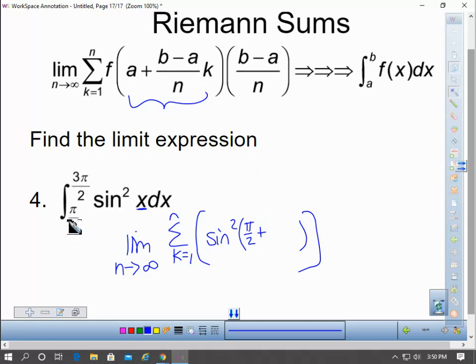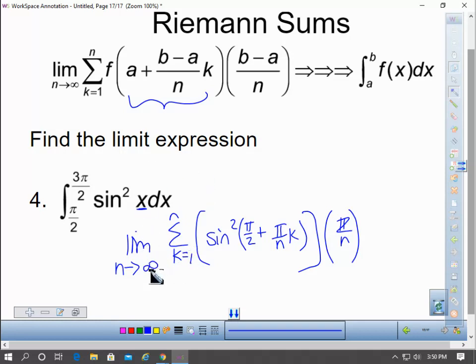So b minus a, well, 3 pi over 2 minus pi over 2 is just going to be pi. So that's going to be pi over n times k. And that gets multiplied by pi over n. No k, just the pi over n. And that's your answer. That is it. Boom, done.